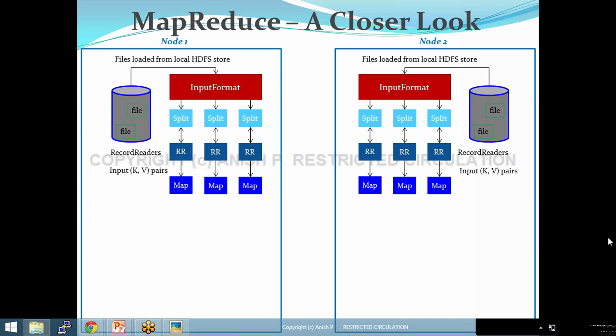Mapper output is stored on the local disk. Correct, Kalyan? Mapper output is stored on the local disk. Shravan is asking, one record reader per one mapper? Yes, Shravan, but it is getting invoked a number of times. So rather than understanding it as one record reader per mapper, I would say a record reader is getting invoked n number of times, where n is equal to the number of key value pairs.